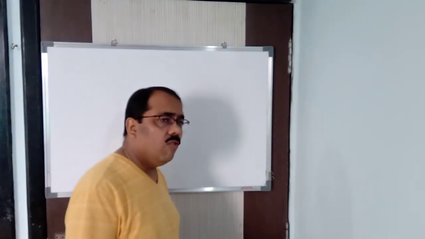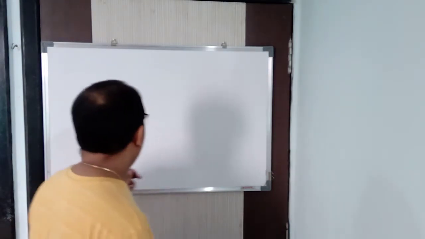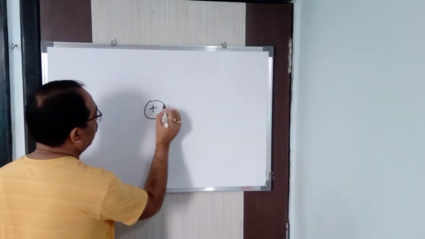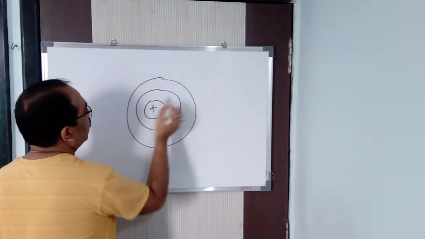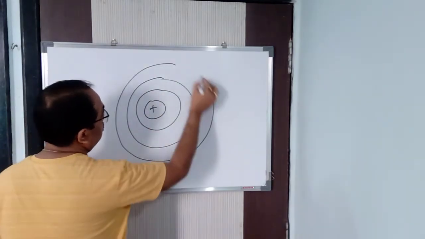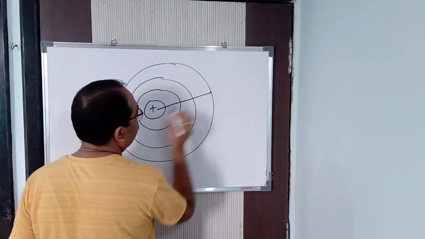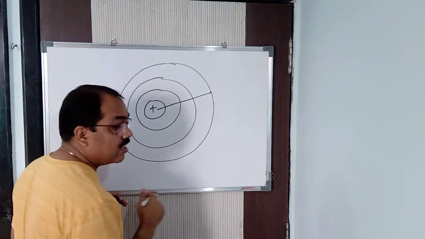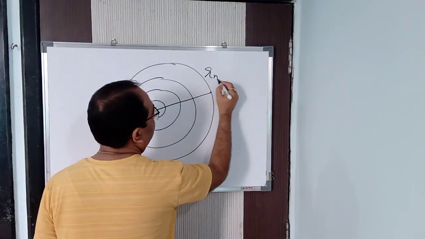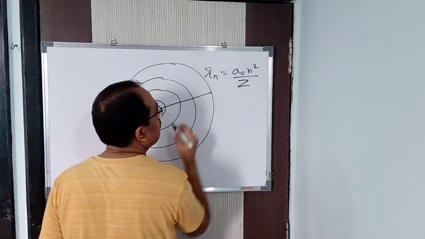Now next is, when the electron is moving around the shell, you can see there is a nucleus and the electron is moving around in the shell. Clear? So what is the distance? Suppose the electron is here in the outermost shell. I need to know the distance of the electron from the nucleus, that means I want to calculate the radius. So how is it calculated? Rn is equal to A0 n square by Z.